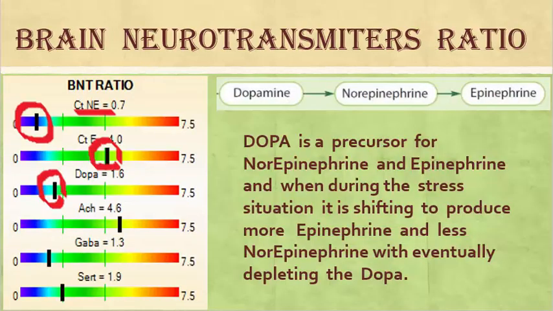We get a lot of questions about why we see norepi running low all the time. It's because dopamine is a precursor of norepi and epi, and during stress the chemical reaction shifts more toward epi, so it produces less norepi. The dopamine is shifted more into the production of epinephrine, which eventually produces less norepi. And if the stress continues, the dopamine production will be depleted.